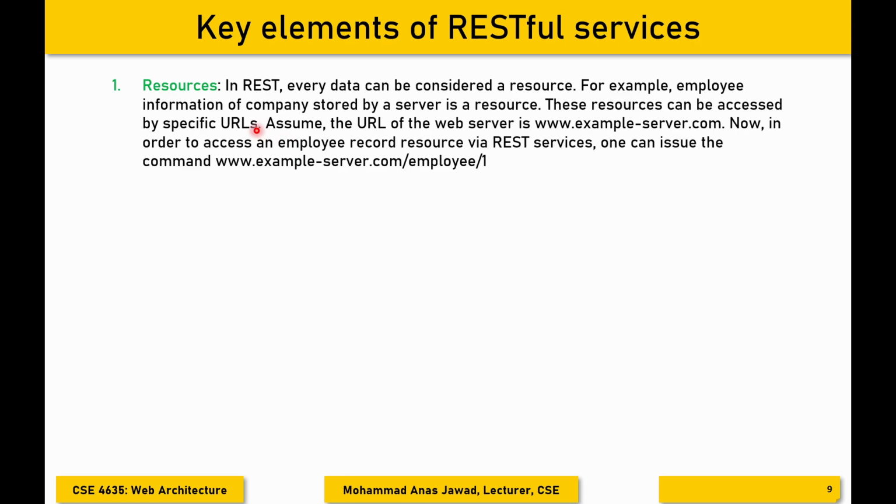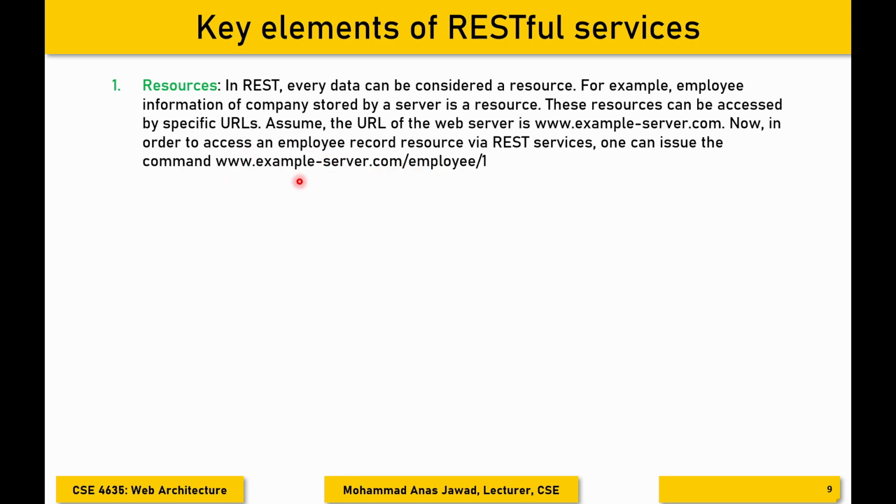Now, again, these URLs will be defined by the developer whenever the developer will be actually creating a method or a web service. Now, assume that the URL of the web server is www.exampleserver.com. Now, in order to access an employee record resource via REST services, one can issue the command www.exampleserver.com/employee/1. Now, again, this format of URL will be defined by the developer himself.